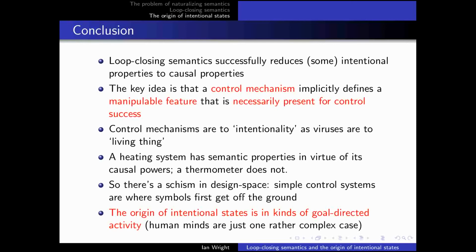The only point I'd add is that control mechanisms, such as domestic heating systems, are qualitatively different from passive systems, such as thermometers. Control mechanisms have semantic properties in virtue of their causal powers. Simple measuring devices do not. So there's an important schism in the design space of possible things. Simple control systems are where symbolic representation first gets off the ground. So the origin of intentional states is in kinds of goal-directed activity. Human minds just happen to be one rather complex case.